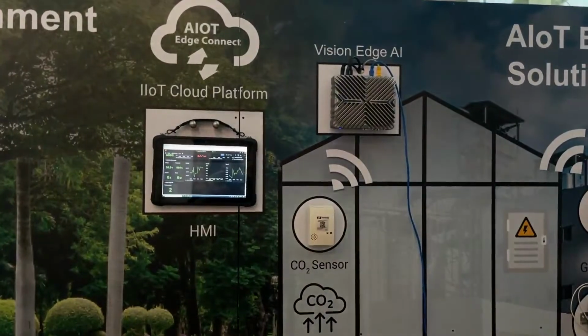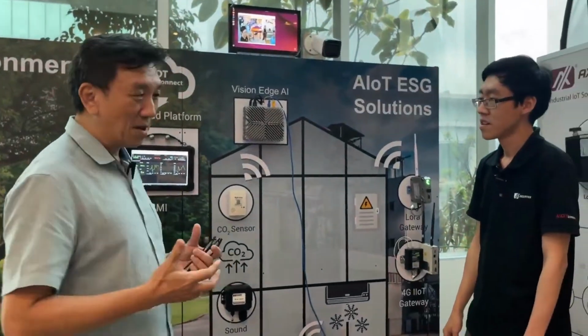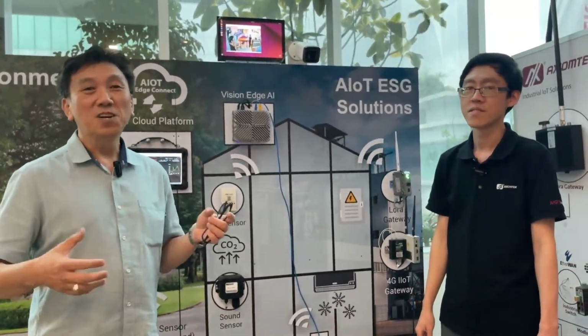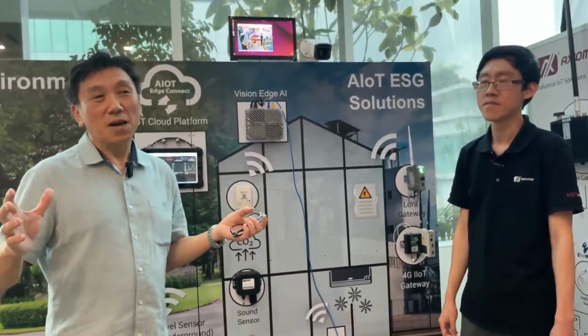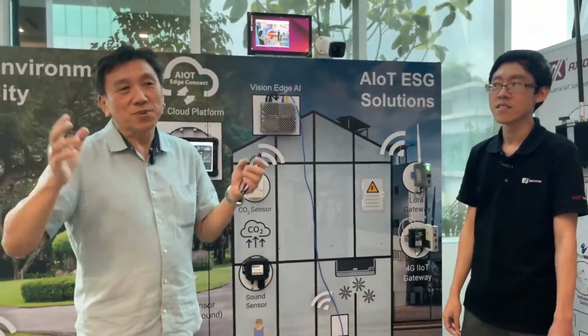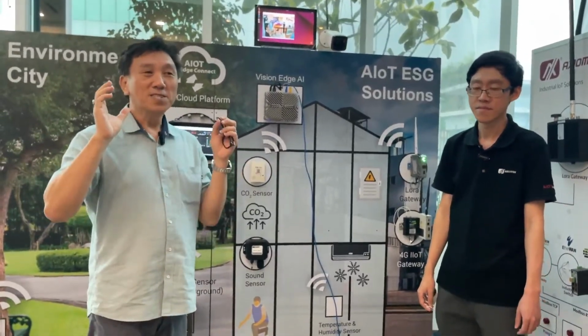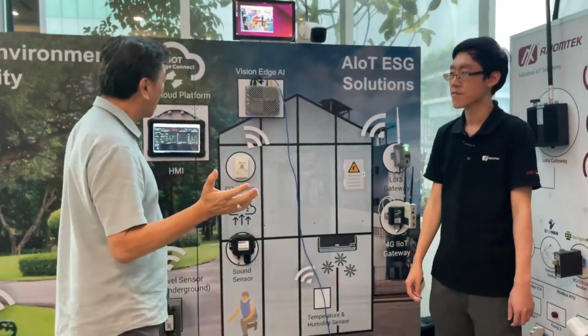So why we want to put up this computer vision AI here is to try to correlate the temperature, humidity, and also the carbon dioxide and the sound level. How does it relate to the number of people within the room? So you can think about the application. If you have some idea on how you can apply here, do let us know.